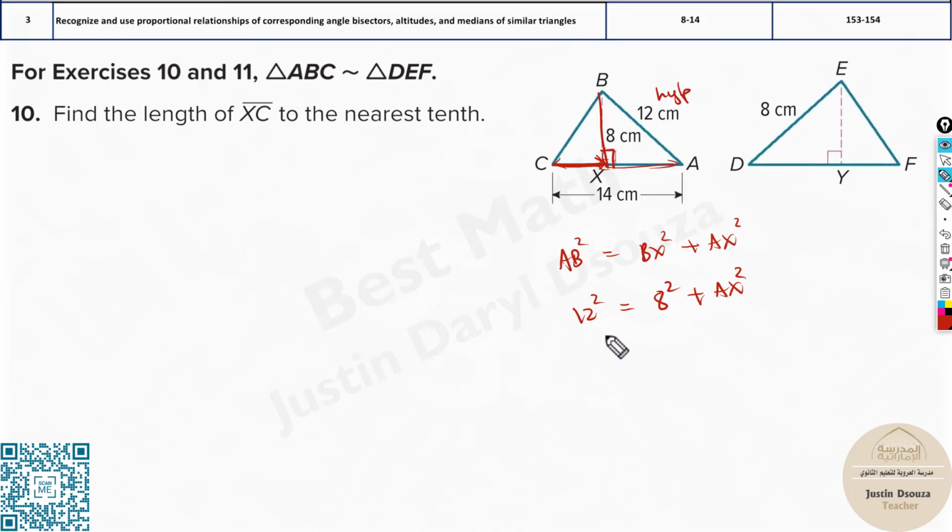You can just put in the calculator as well. And this is 144 minus 8 squared is 64. That is equal to AX squared. Take the square root of this and you will get the answer. It'll be square root of 80, I believe. That is AC. So let's use the calculator. Why? Because it's nearest tenth.